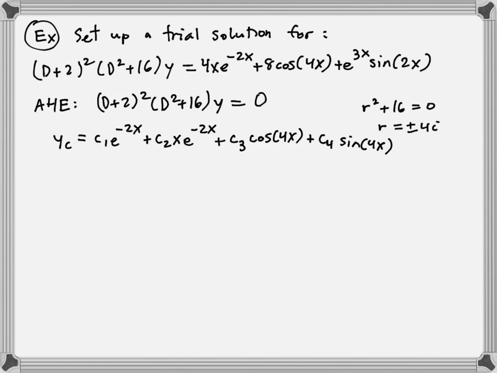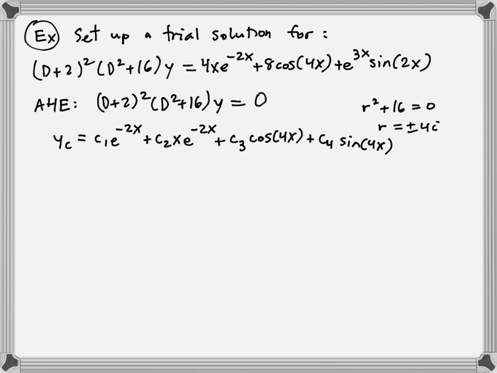All of that is our YC, okay? So that's going to be important later when we set up our trial solution. So now we need to find the annihilator. This is the tricky part because we've got three things there. So what do we need to annihilate? Let's go step by step.